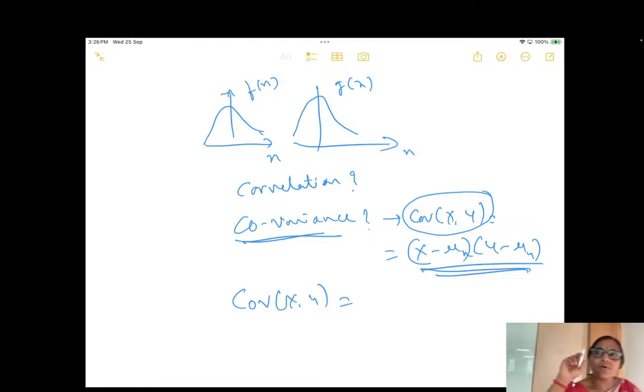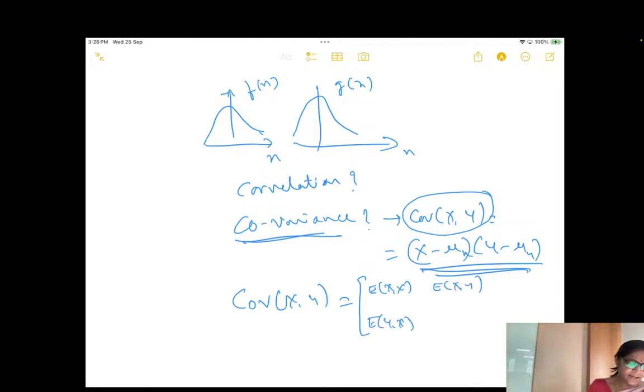So, not more than two variables. For two variables, it is a 2 by 2 matrix. This is the expectation of x comma x, this is the expectation of x comma y, this is the expectation of y comma x, and this is the expectation of y comma y. This is what is the covariance between x and y.